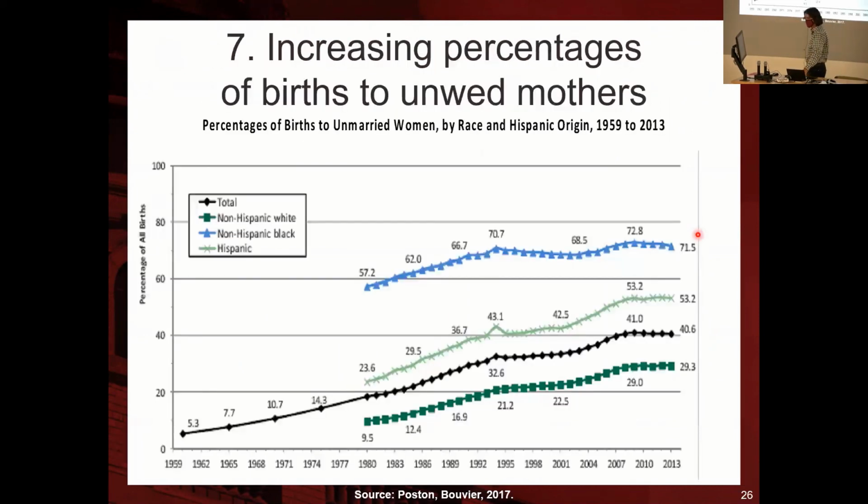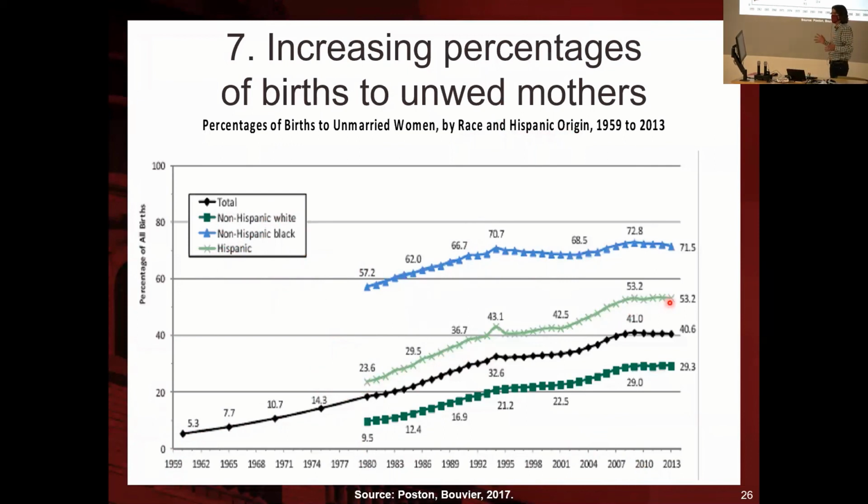And the seventh topic, increasing percentages of births to unwed mothers. And this data here is showing by race and Hispanic origin. From 1959, we just have the total values, but starting in 1980, we have information for non-Hispanic white in dark green, non-Hispanic black in blue, and Hispanic in light green.